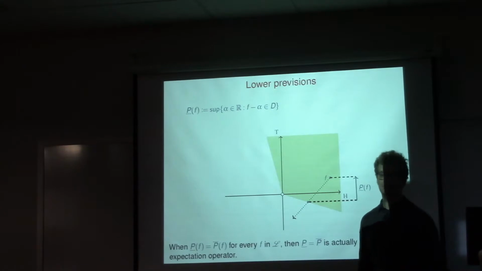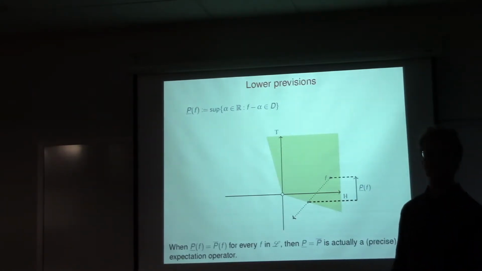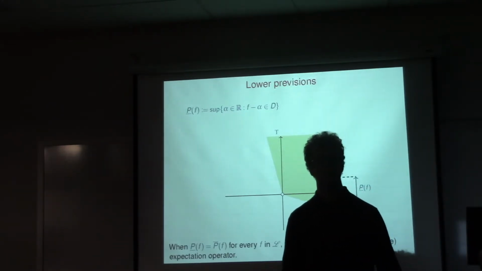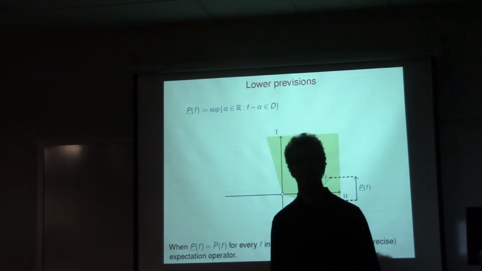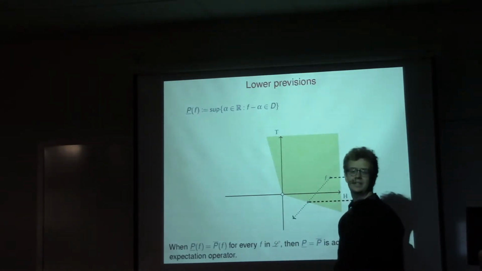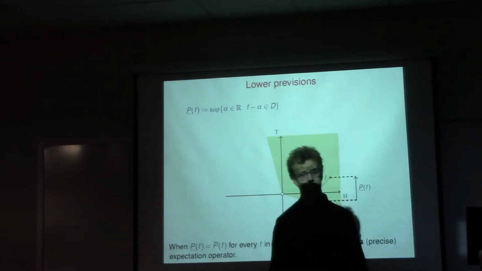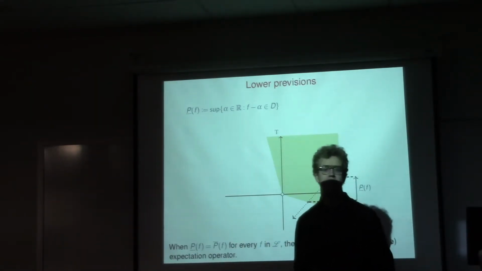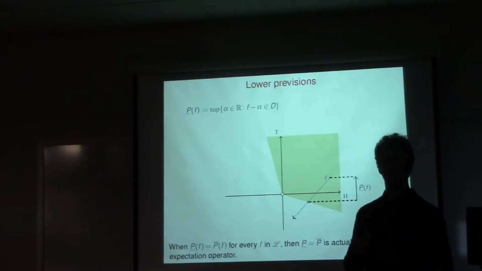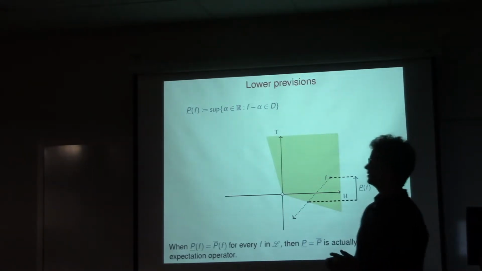Now actually, much work has been done about lower previsions on their own, without having them derived from a set of desirable gambles. Its interpretation, or its idea, is that it's a lower bound on an expectation operator. But in order for it to be coherent, it needs to be a bounded, positive homogeneous, super additive functional. So what does it mean?